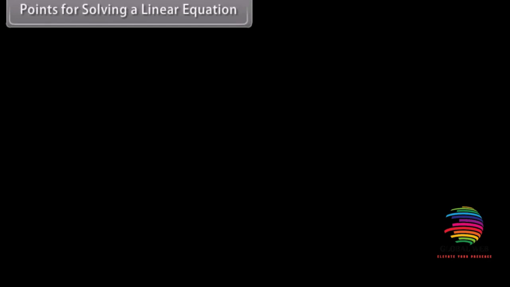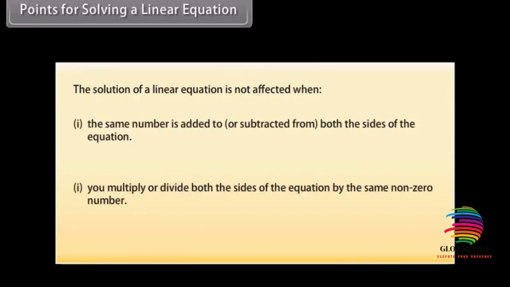Points for solving a linear equation. While solving an equation, you must always keep these points in mind. The solution of a linear equation is not affected when the same number is added to or subtracted from both the sides of the equation. You can also multiply or divide both the sides of the equation by the same non-zero number.